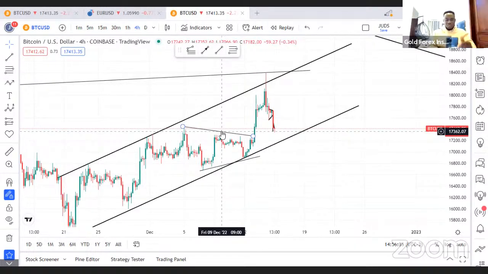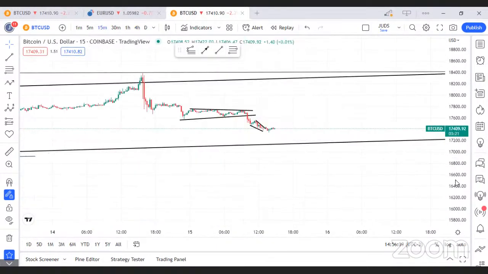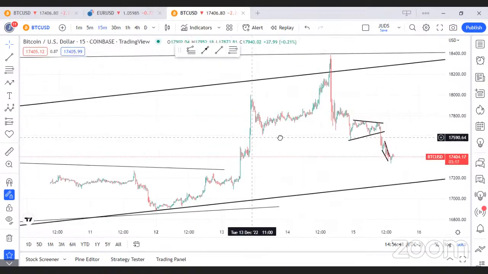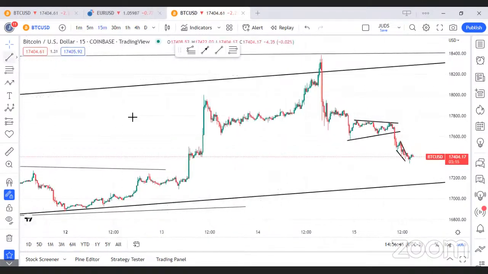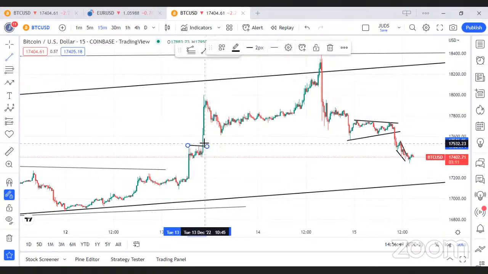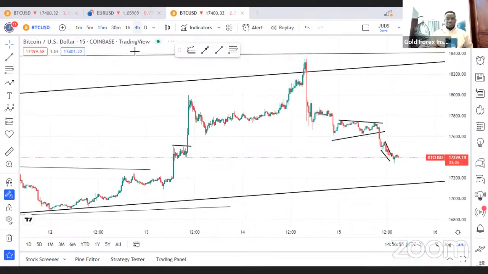And after I broke out, on the 15 minutes there was this flag here, and I bought another one lot at the breakout of the flag.